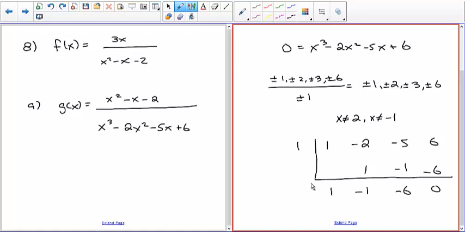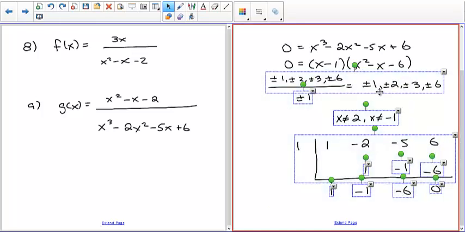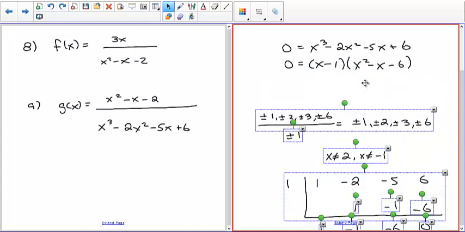So this is going to be x. X equals 1 is 1, 0. So the factor is x minus 1. And what we're left with is x squared minus x minus 6. And hopefully at that point you can then factor it however you want to factor it.